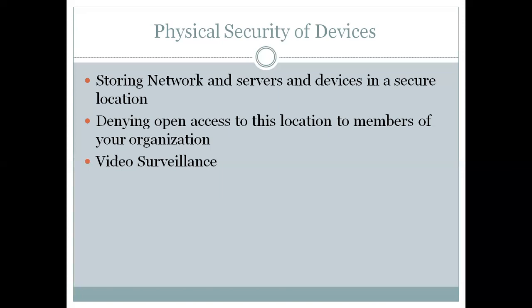The next one is denying open access to this location to members of your organization. This location should not be open to normal users, because it is a critical location, the backbone of the organization. Another one is video surveillance. Surveillance plays a key role in monitoring device access in the data center or in any place which should be secure.